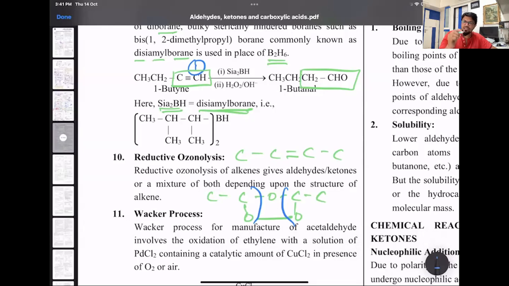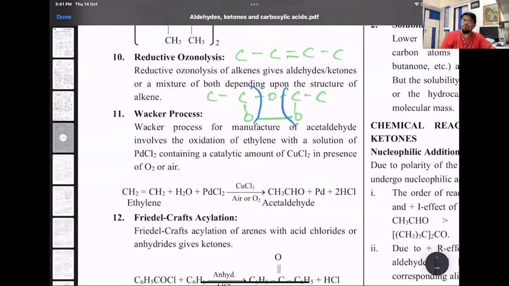The first step is addition of ozone. The second step is the ozonide breaks down in presence of zinc dust and water. Next, we have the Wacker process. This is basically formation of aldehydes, and it is an important one. I'll tell you where this Wacker process was.